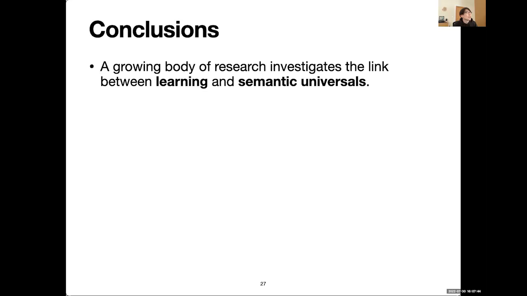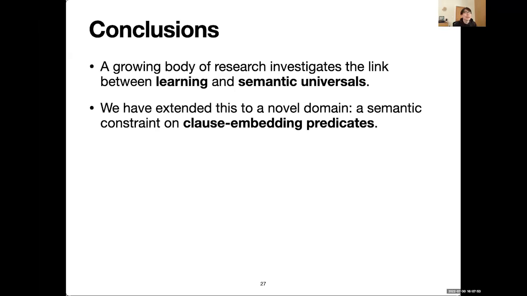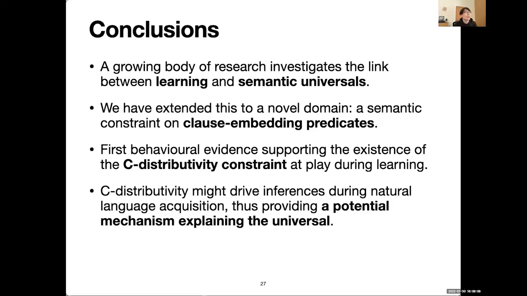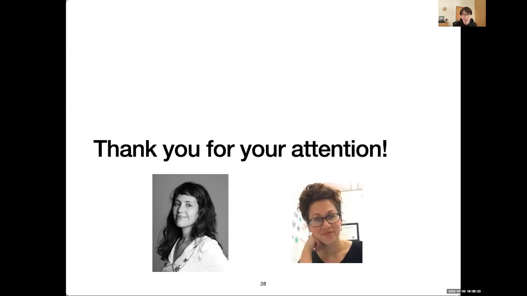So let's conclude. There is a growing body of research investigating the link between learning and semantic universals. We have extended this to a novel domain, namely a semantic constraint on clause-embedding predicates. And we have provided first behavioral evidence supporting the existence of the C-distributivity constraint at play during learning. C-distributivity might drive inferences during natural language acquisition, and this might provide a potential mechanism explaining the universal that we see in the typological data. That's it. Here are the pictures of my collaborators, and I'll be happy to answer your questions.